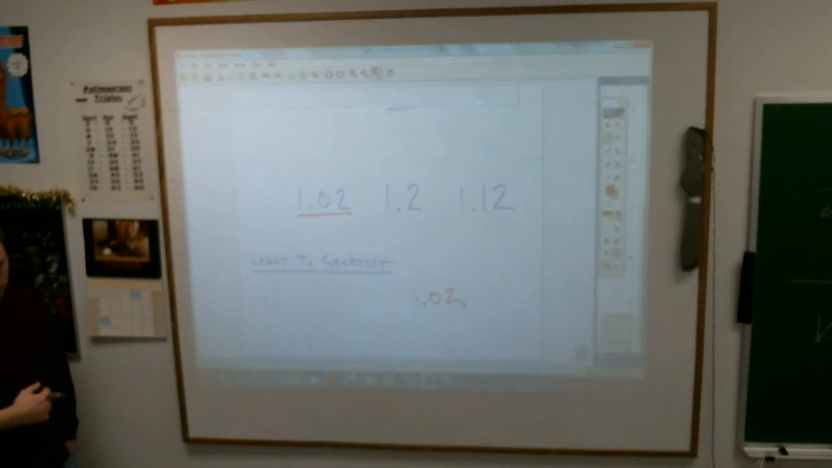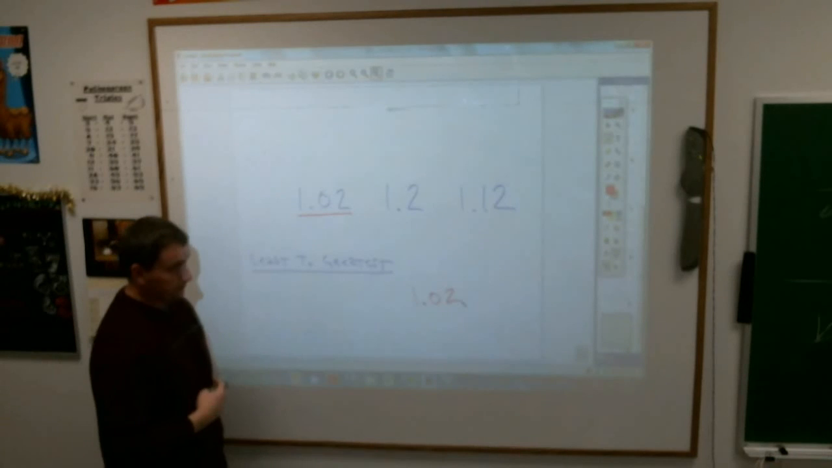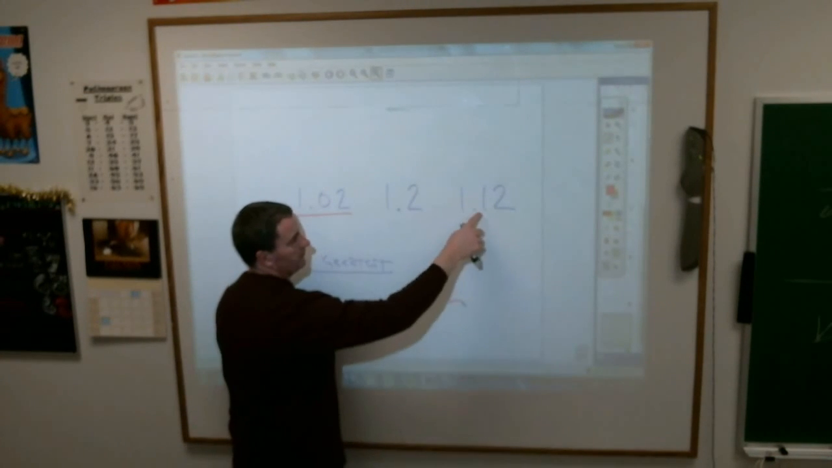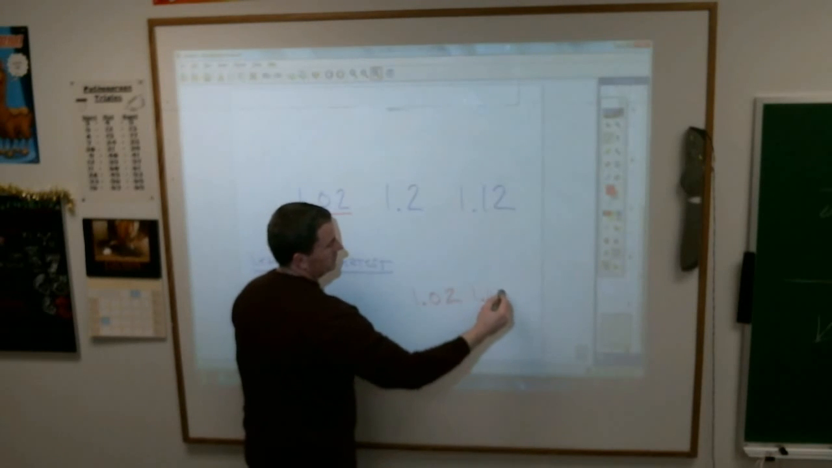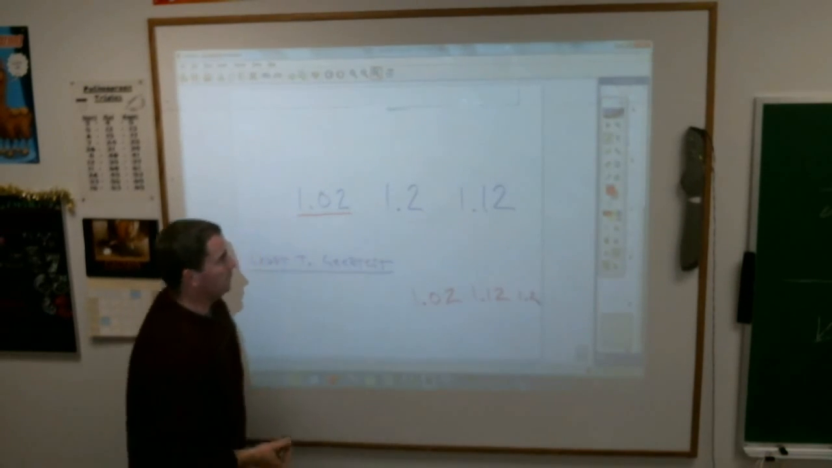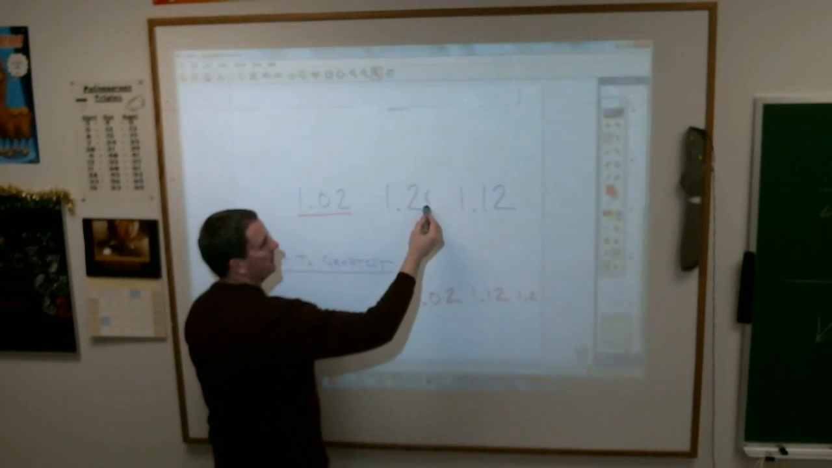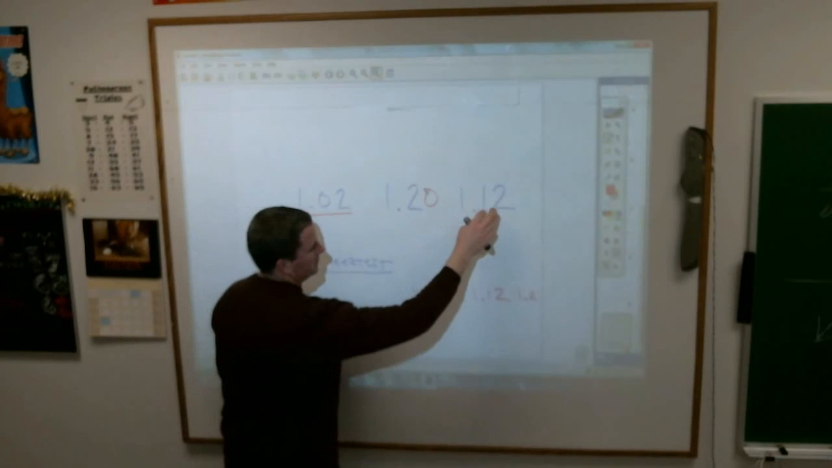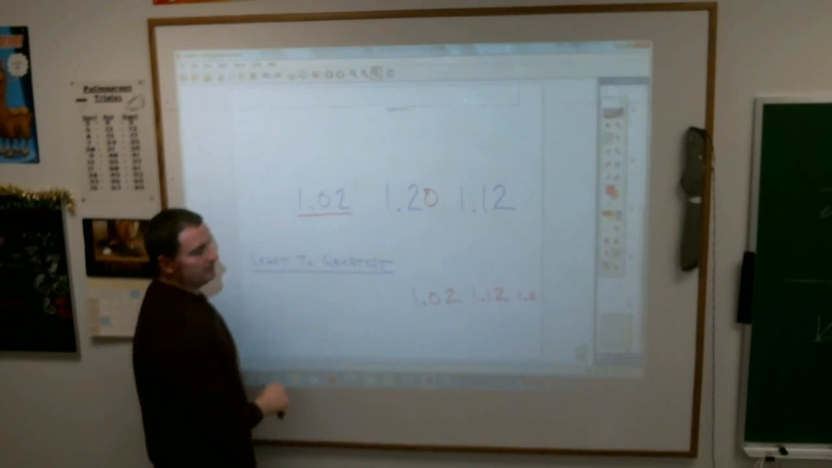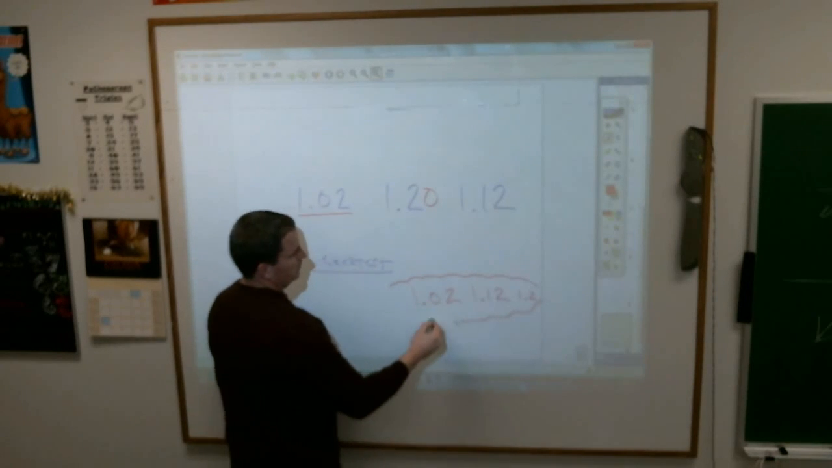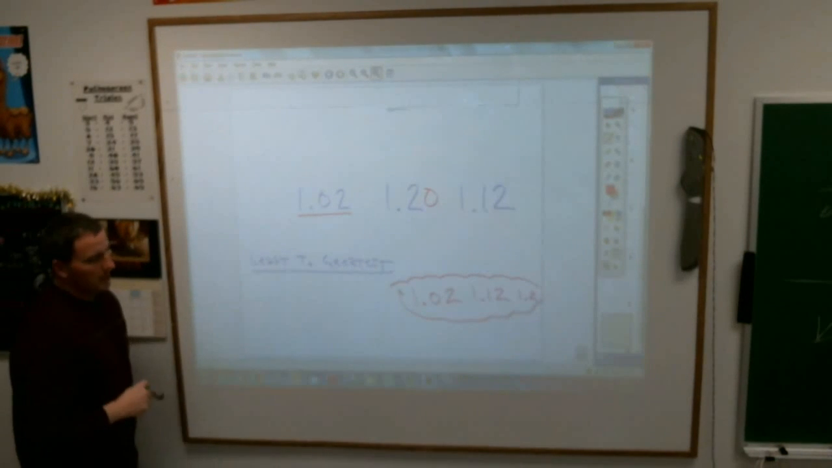The next one, Luke. 1.12. Exactly, because this has a 1 after the decimal, and that has a 2. 1.12 it is, and then 1.2. If again it helps you, you could put a 0 there. This is a 12 after the decimal, and that's a 20 after the decimal, and that would be the order in which they came. So I think you got it.